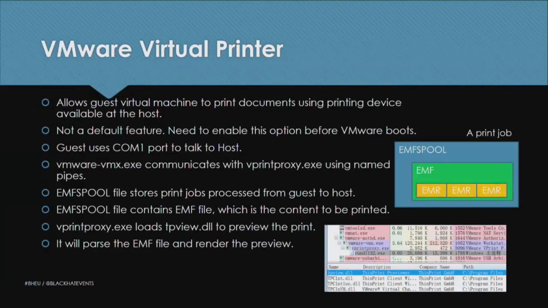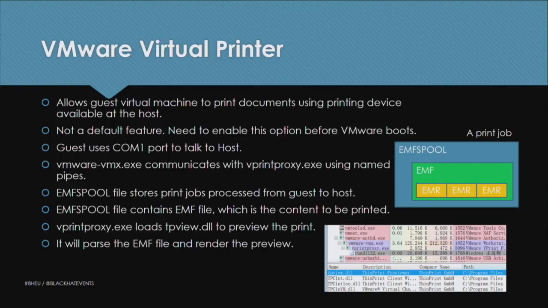VMware virtual printer is a feature that allows guest virtual machine to print documents by using the available printers on the host. Considering some security reasons, it is not a default feature on the VMware Workstation. Users should enable this feature in the VMware preferences menu before booting the virtual machine.